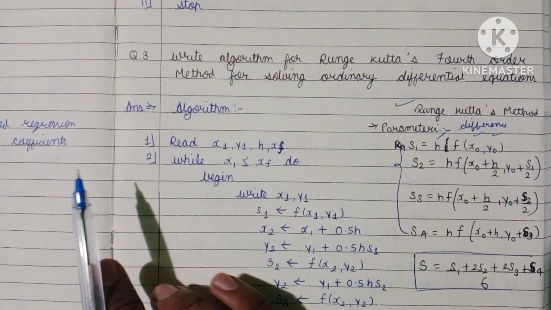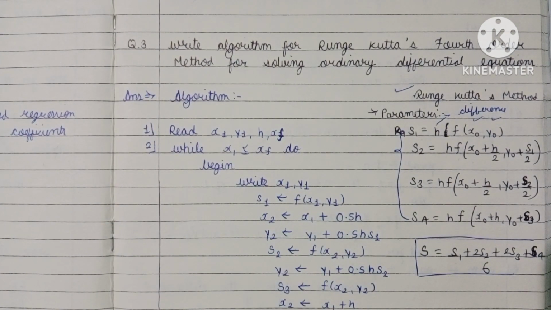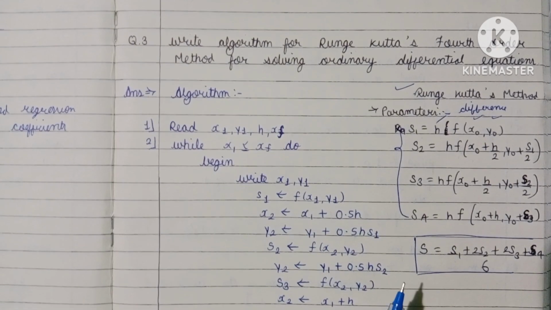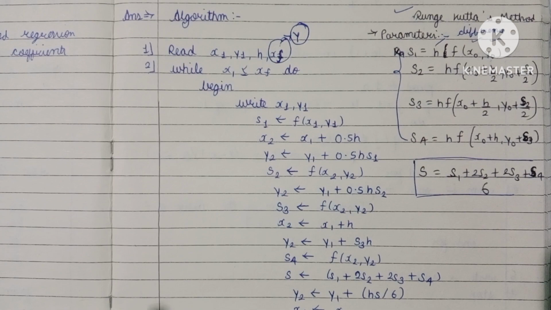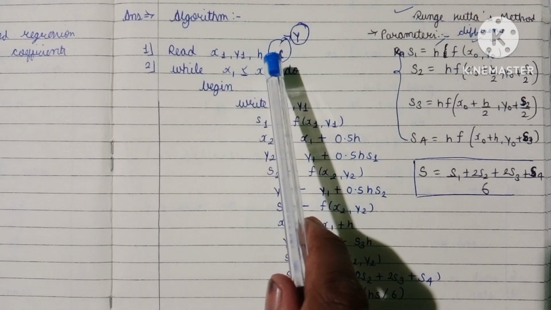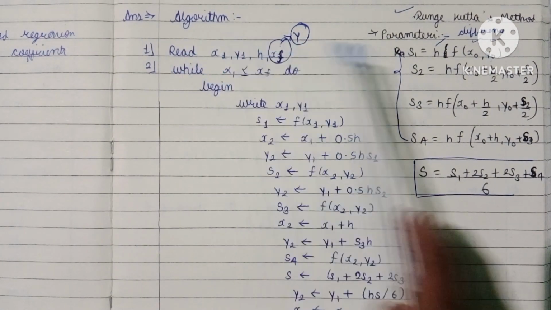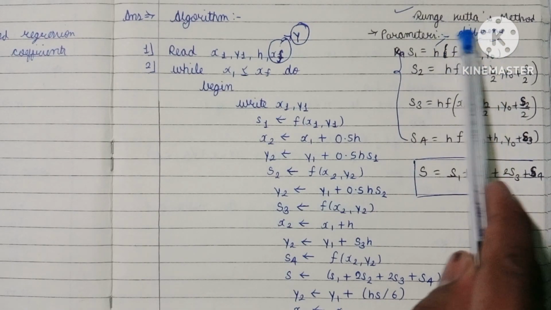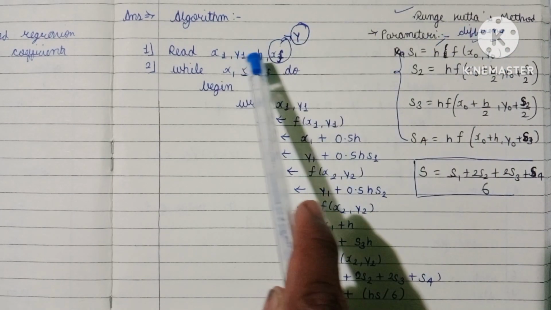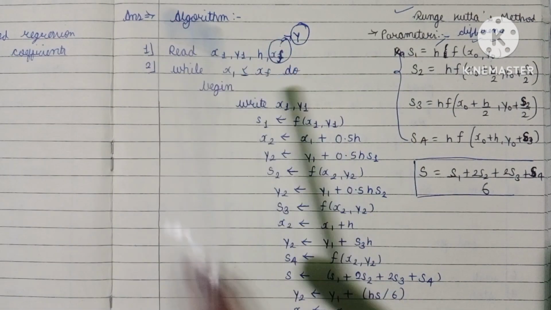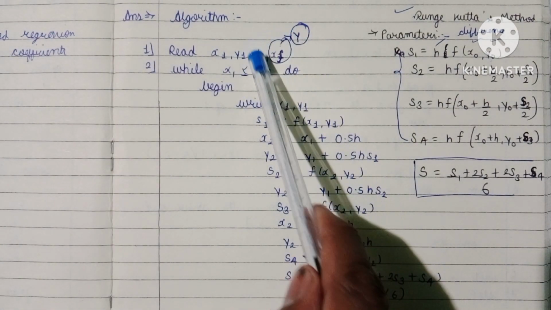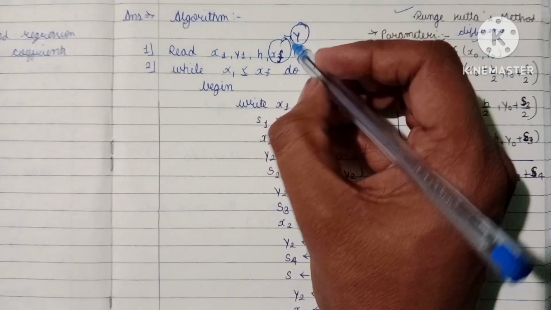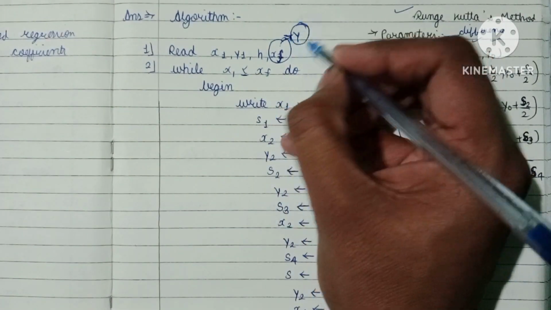Now, writing the algorithm, we just need to convert these parameters and this formula into an algorithm. So now we see the main algorithm for Runge-Kutta's fourth order method. We start with reading x1, y1, h, xf. x1 and y1 are the first values that we will pass in the function, h is the difference between the current and next value, and xf is the value whose y value we want to identify.